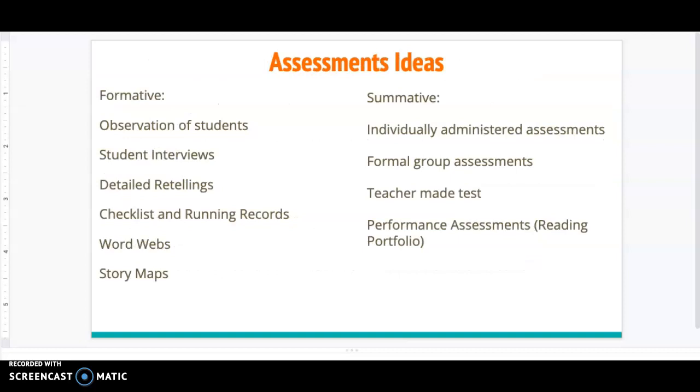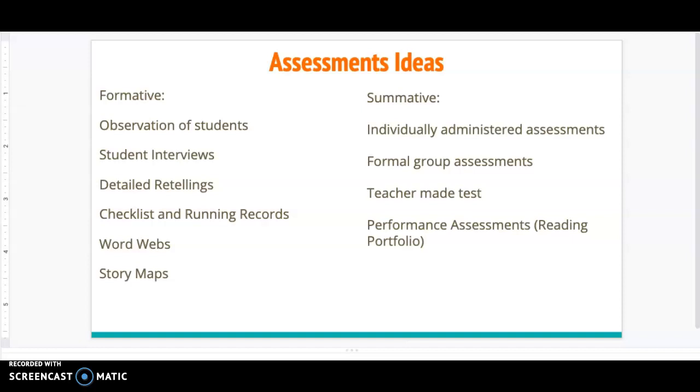So here are some assessment ideas. So formative assessments would be observation of students by teachers, teachers conducting student interviews, detailed retellings, meaning students should be able to read and then give you a detailed retelling of that exact story. Teachers should keep a checklist of skills and running records. So that would be kind of our data and our data analysis.